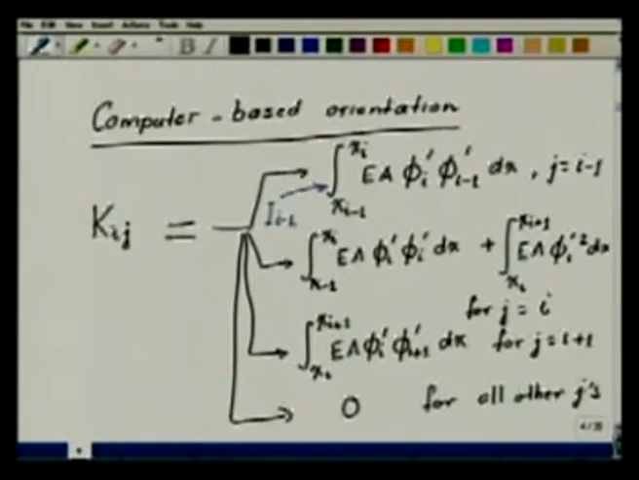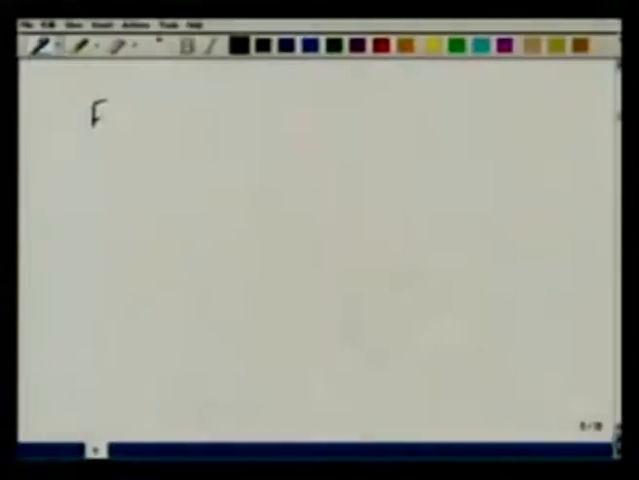Okay, you see that only these three entries are non-zero in the ith row, everything else is 0. And you see that for the ith row, the (i-1)th column entry, the ith column entry and the (i+1)th column entry are non-zero. This is the structure that we will have for all i's.